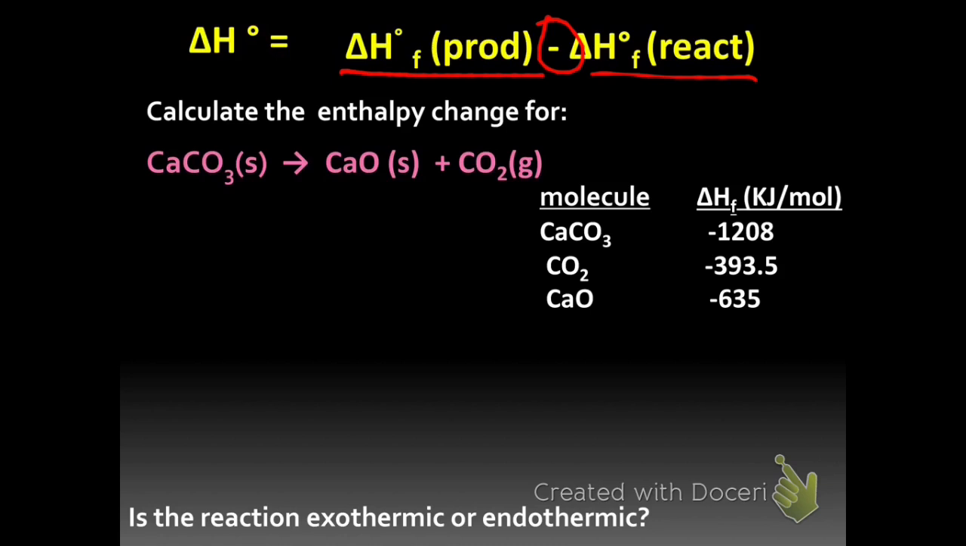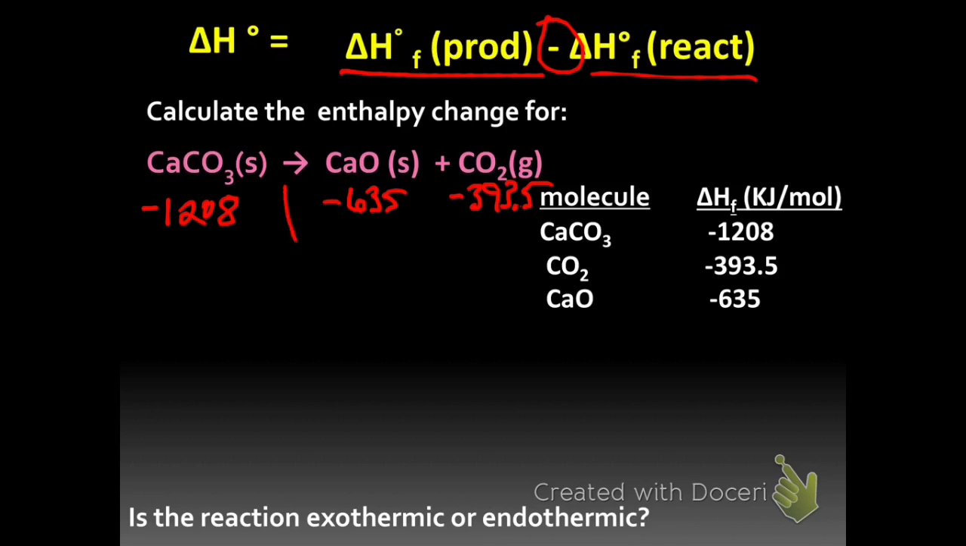Okay, makes sense. So we are given a little mini table just for what we need for this one. So I can basically almost plug these in, right? CaCO3 was negative 1208. CaO is negative 635. And CO2 is negative 393.5.